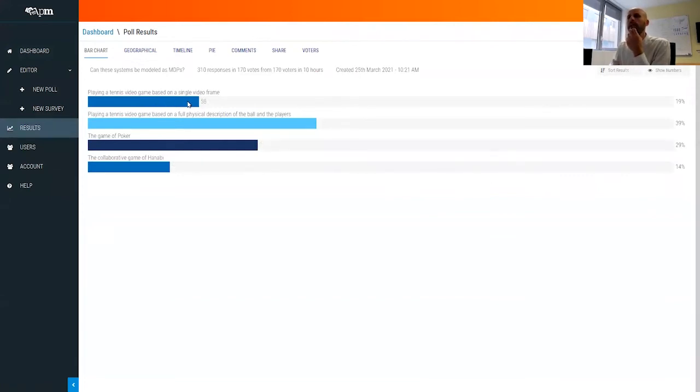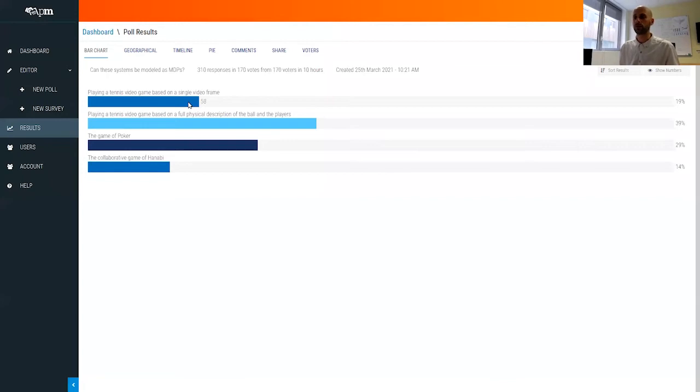19% of people think playing a tennis video game based on a single video frame can actually be modeled as an MDP. I beg to differ. We might be able to model it as an MDP, but one of the intuitive parts of defining a state that can be represented as having the Markov property is that the state and the current action should be enough to describe the transition to the next state. The problem of having only a single video frame in a game of tennis is that on the single video frame, you don't see the velocity of the ball. So there is some possible confusion there.